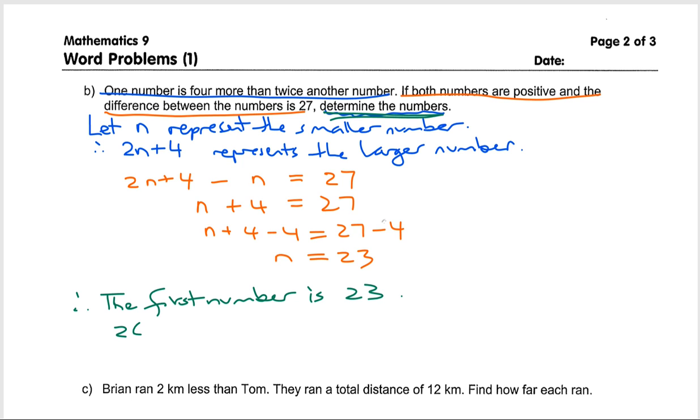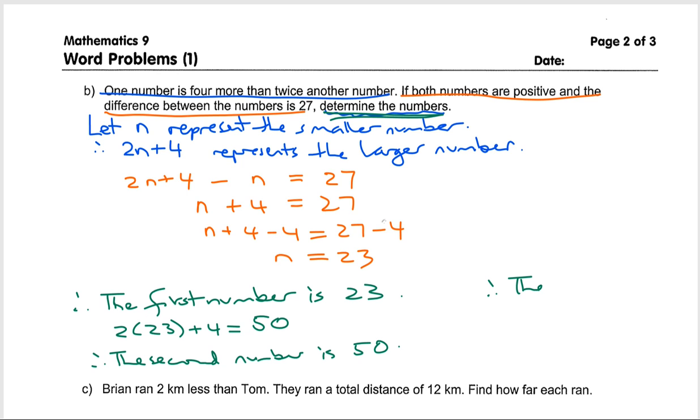You can go 2 times 23 plus 4 equals, what is that? That's 46 plus 4, 50. Therefore, the second number is 50. You can even have a final concluding statement. Therefore, the numbers are 23 and 50.